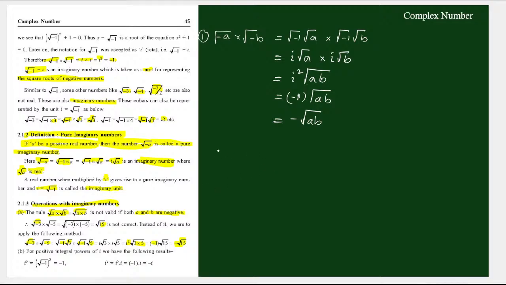Then some of the powers, we will see powers of i. So i square is root minus 1 whole square. It gives you minus 1. i cube, you can write in your copy now. i cube is nothing but i square into i, right? So this is minus 1 into i, which is minus i. Then i to the power 4 will be i square into i square.